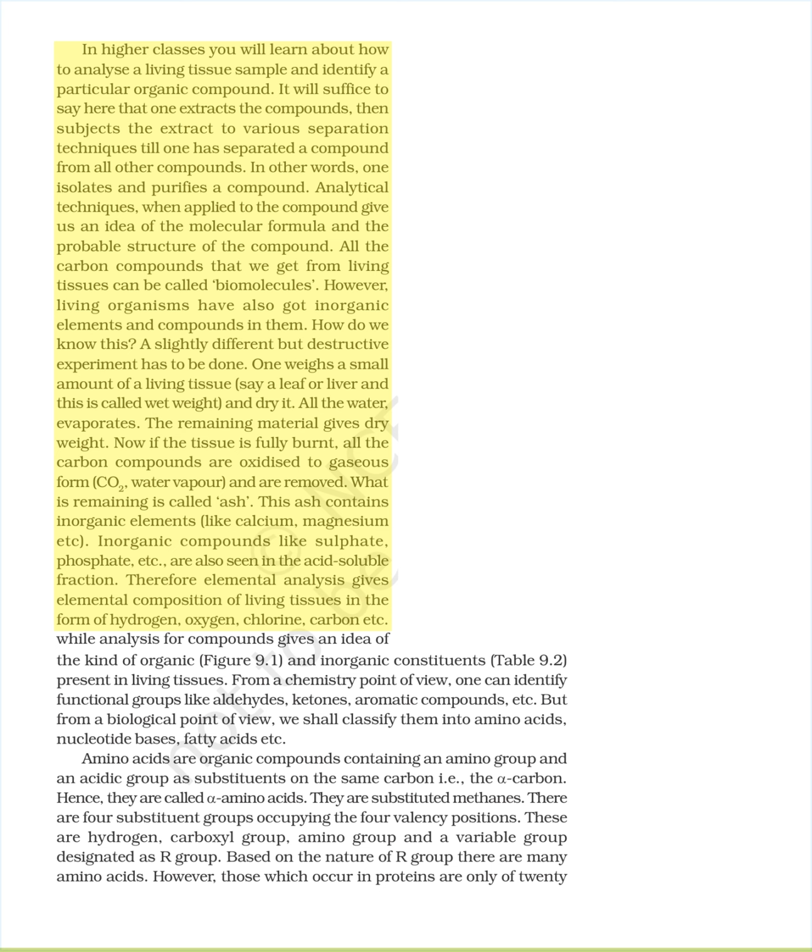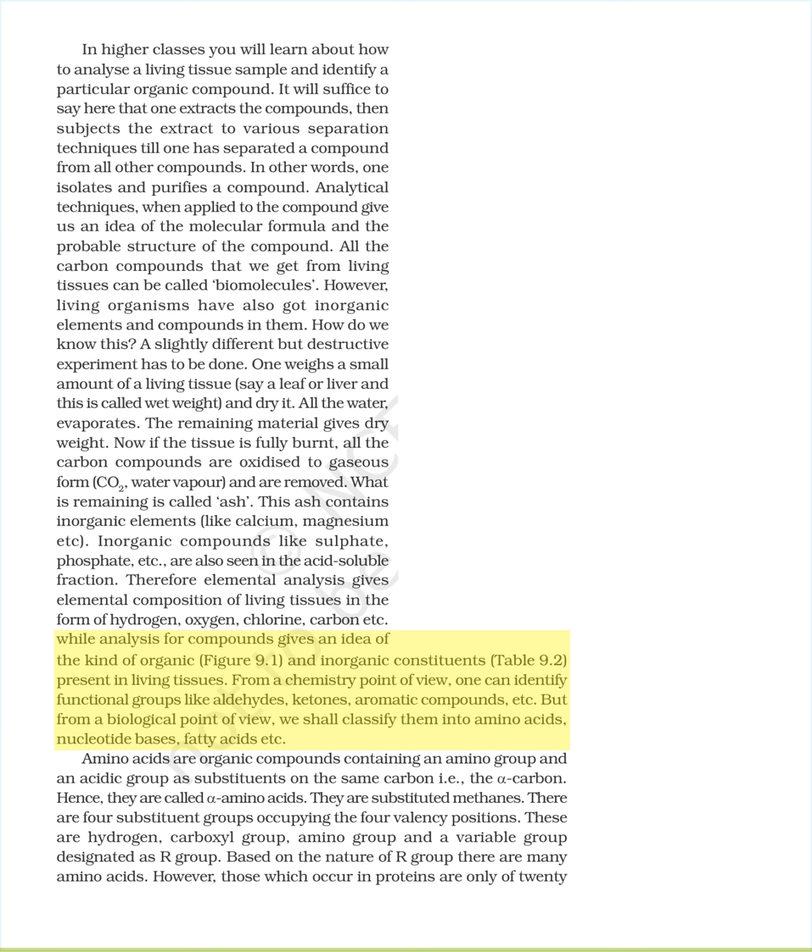Now if the tissue is fully burnt, all the carbon compounds are oxidized to gaseous form, CO2, water vapor, and are removed. What is remaining is called ash. This ash contains inorganic elements, like calcium, magnesium, etc. Inorganic compounds like sulfate, phosphate, etc., are also seen in the acid-soluble fraction. Therefore, elemental analysis gives elemental composition of living tissues in the form of hydrogen, oxygen, chlorine, carbon, etc.